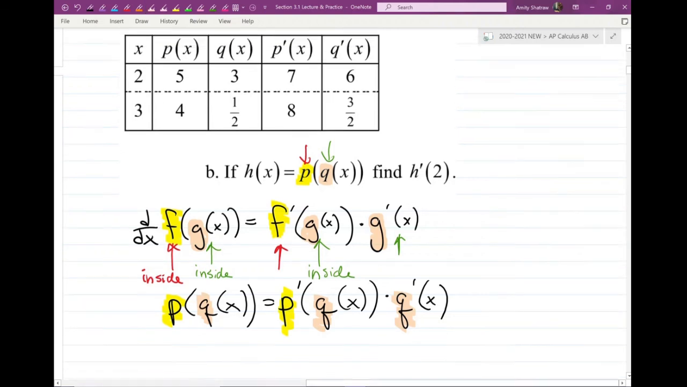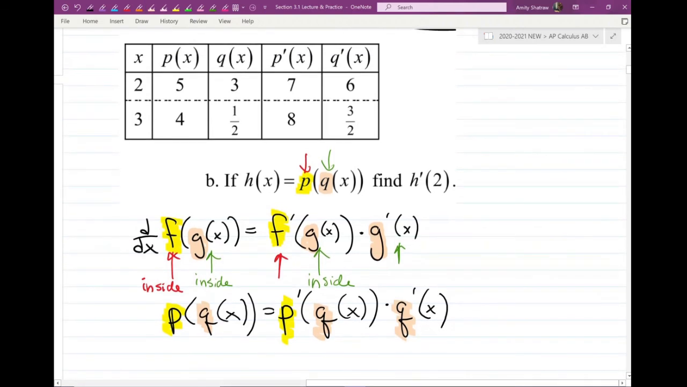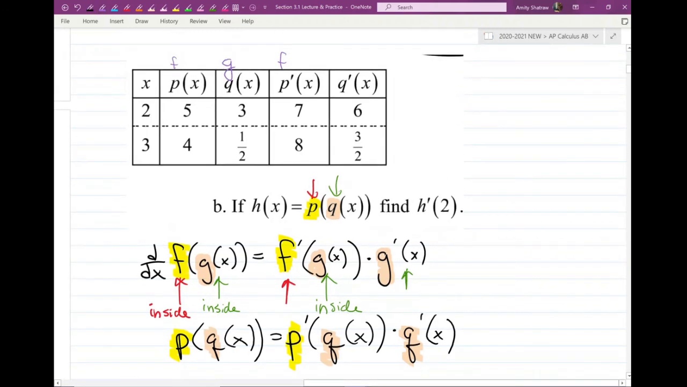Kind of funny, if I didn't want to even bother with all of that work, I literally could have done this instead. I could have changed this P into an F, I could have changed that into a G, I could have changed that into an F prime, and I could have changed that into a G prime, and still completed the work in the same exact way.